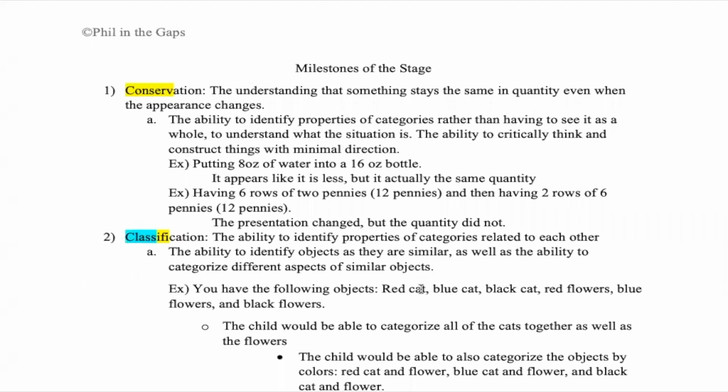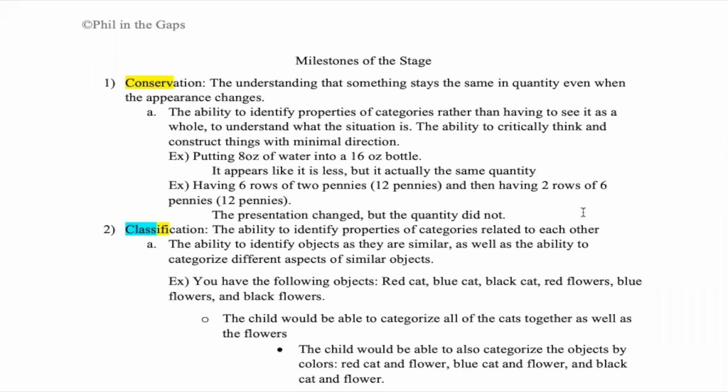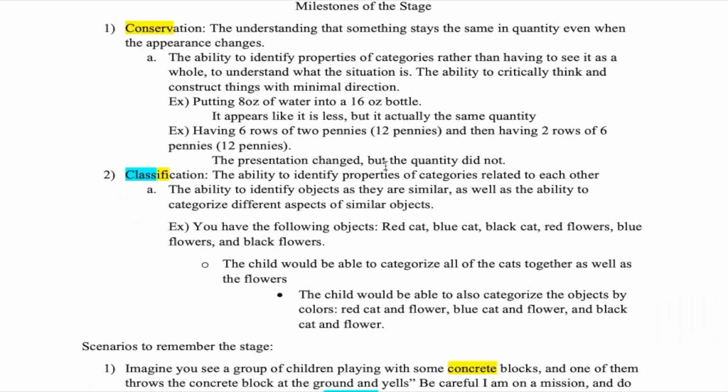The milestones, conservation, think of conserving something. We're conserving a forest. We are not able to see all the trees anymore, but we can see them if we plant them. So if we plant a seed, we know that the trees will come. Classification is where you're starting to classify or put things into classes based on similarities as well as differences.